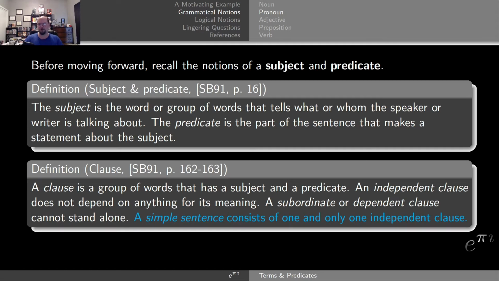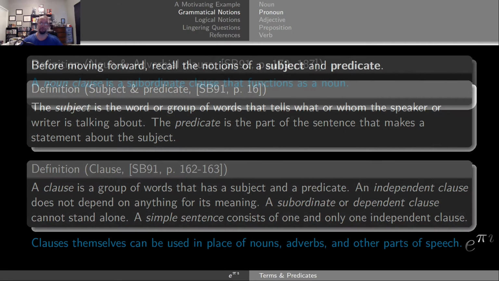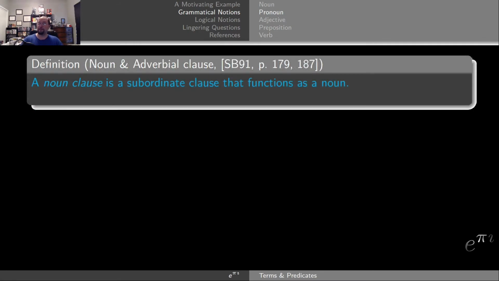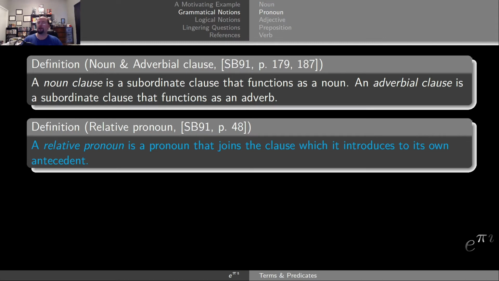Now, I go back over these because clauses themselves can be used in place of nouns, adverbs, and other parts of speech. As one might imagine, a noun clause is a subordinate clause that functions as a noun. An adverbial clause is a subordinate clause that functions as an adverb. Now, I bring up all this talk of clauses because very often these clauses are introduced with a particular type of pronoun, what's called a relative pronoun. A relative pronoun is a pronoun that joins the clause which it introduces to its own antecedent.